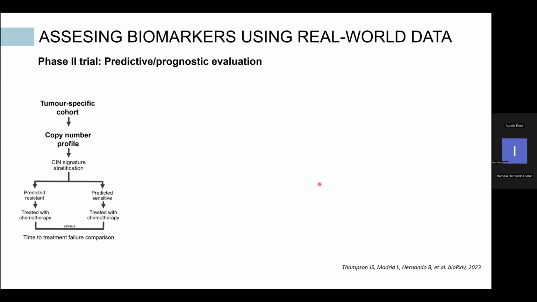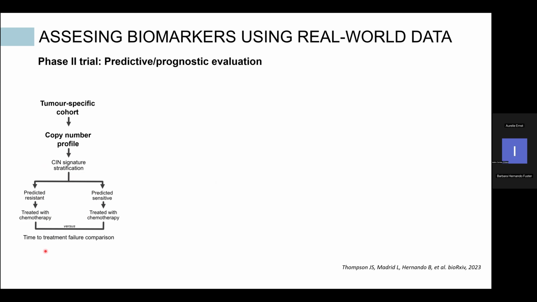So the first thing that we did was to mimic a phase 2 clinical trial to test the predictive and prognostic capacity of our biomarkers. And what we did was to take a tumor-specific cohort. We derived the copy number profiles. We used our signature-based classifiers to stratify those patients as resistant or sensitive to the chemotherapy that we are interested in, and then we compare the time to treatment failure between the resistant and the sensitive patients.